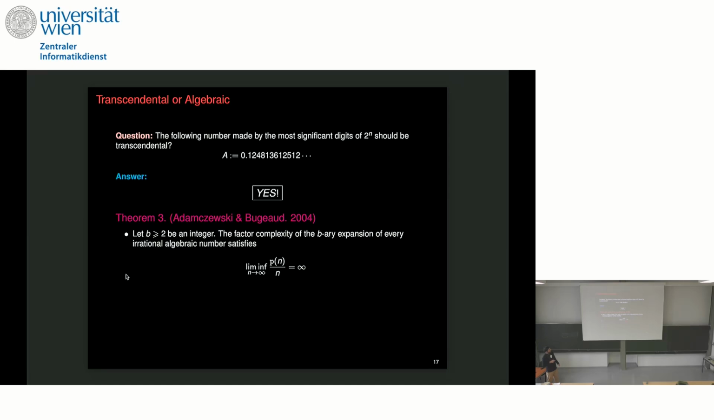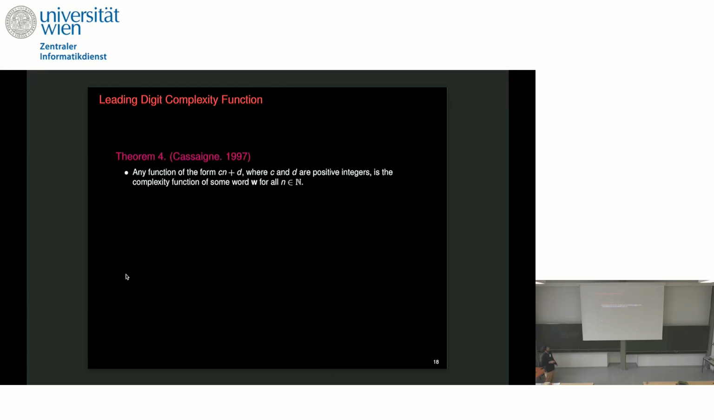I wrote another version of it, but it's similar. Because we find that the factor complexity of this sequence is 4n plus 5, that's why it would be transcendental. For example, here I wrote this example. Okay, for leading digits, right now I want to mention a result. I think Cassaigne found it in his PhD thesis. If we have a sequence like this, we can find a word such that the factor complexity of it would be linear.